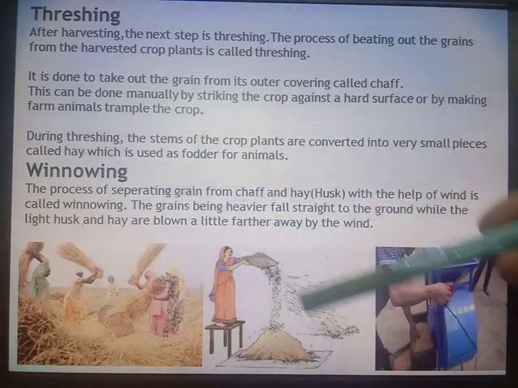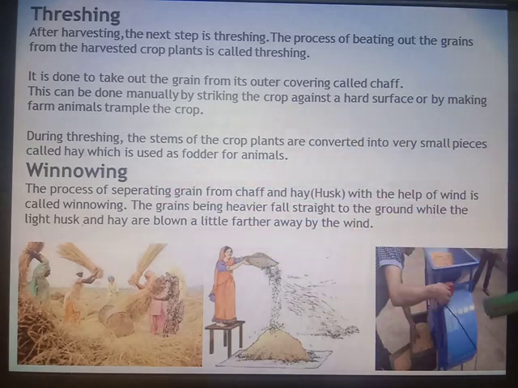Again, winnowing can be done with the help of a machine also. This is the winnowing machine. In this you can see the grain mixed with the husk is put from here, and with the help of wind the husk is collected separately and the grains are taken out.